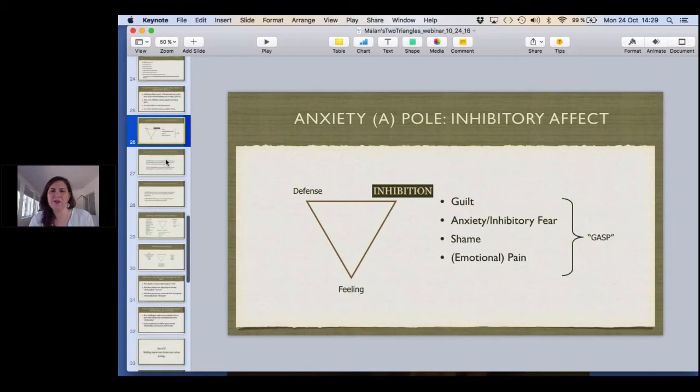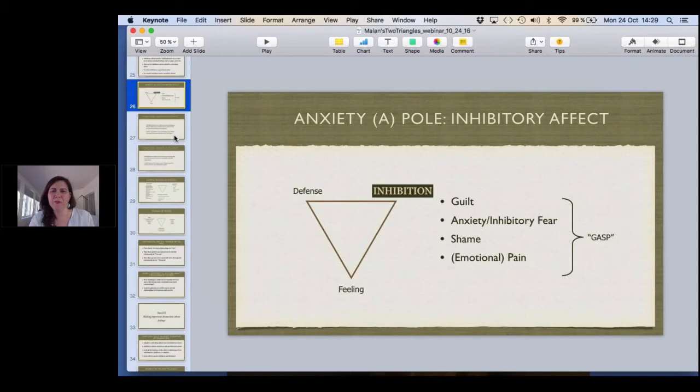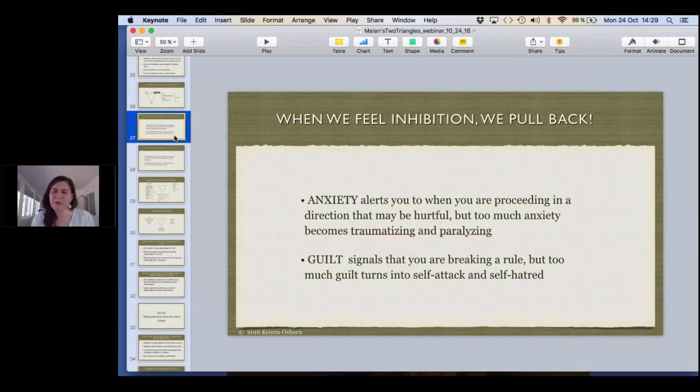So we're just going to look at the anxiety pull here, and talk a little bit about inhibitory affects. We did that last time, but we'll do it quickly again this time. Repetition is always important. Remember that anxiety is a good thing. We want it, right? But it's a matter of too little or too much. Too much, and we have an affect phobia. Too little, and we're missing signals that could be helpful to us.